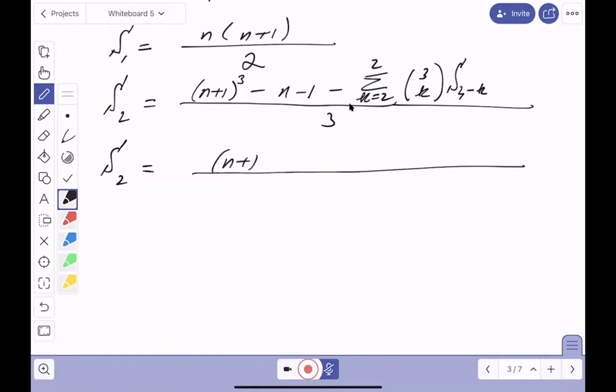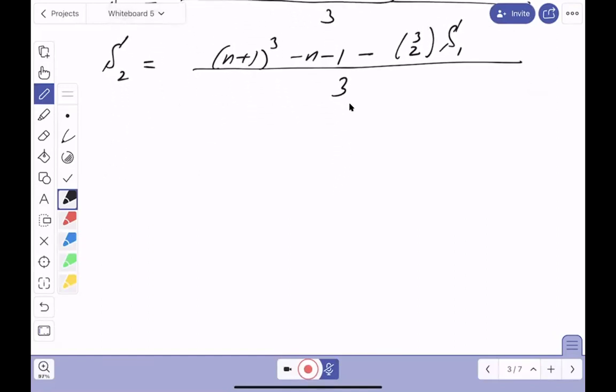(n+1)^3 - n - 1 minus, well, this is easy. It's a sum from 2 to 2, so it's going to be 3, 2. And let's see, that would be S1. That was easy, over 3. And you keep moving. What's S2?